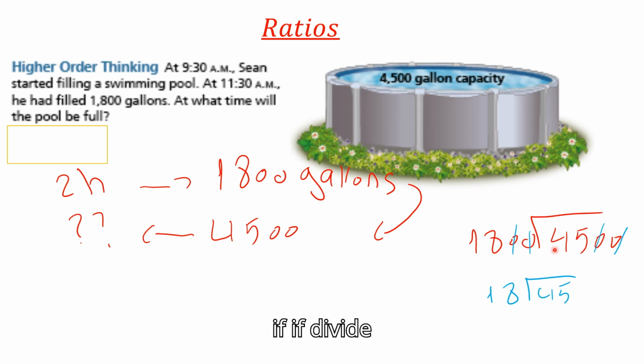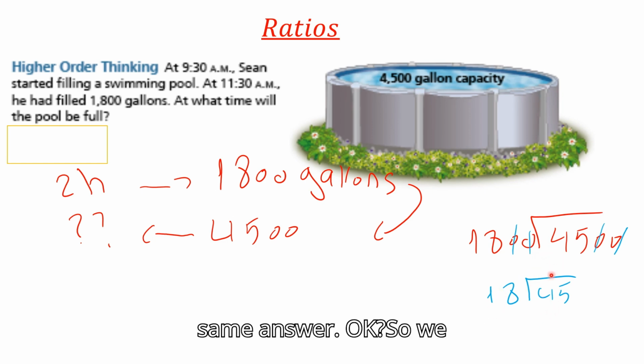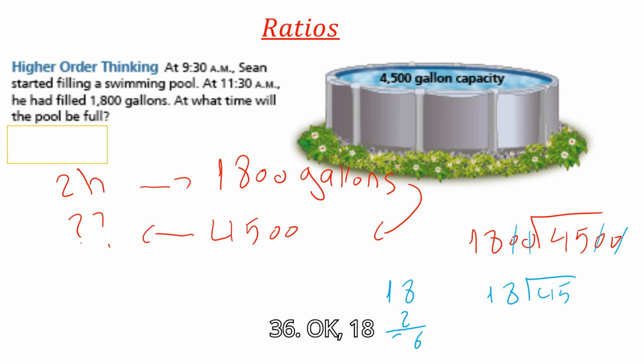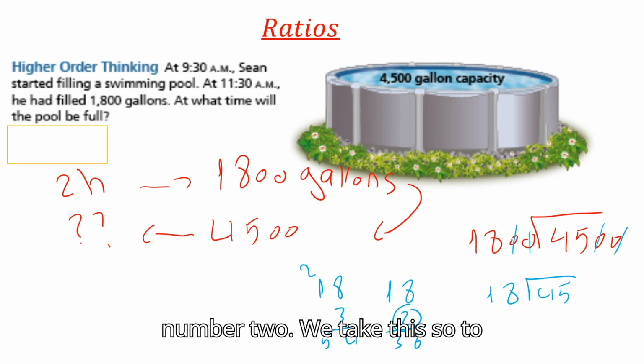If we divide 4,500 by 1,800, we get the answer, and if we divide 45 by 18, we get the same answer. So we use this. How many 18s in 45? We try 18 times 2, 36. 18 times 3, 54. So 54 is bigger than 45. So we take 2 and put 2 here.